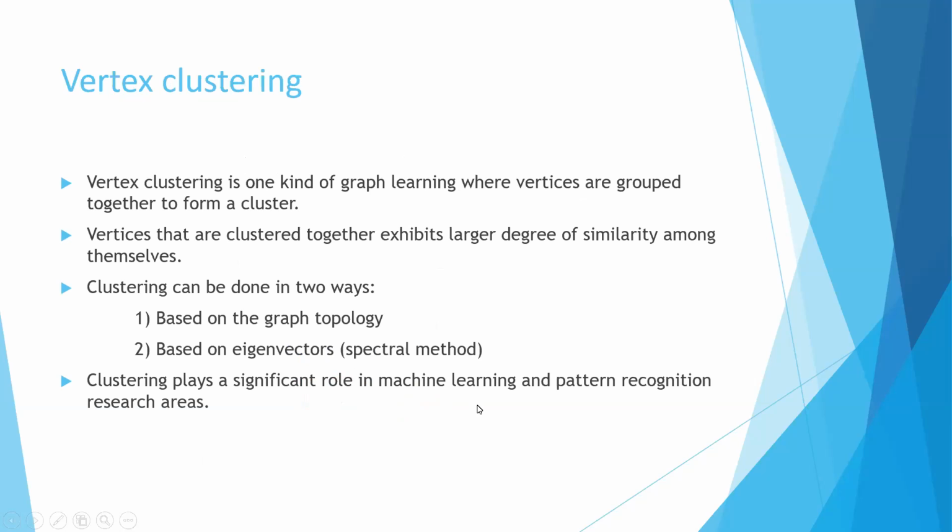Now, vertex clustering is one kind of graph learning where the vertices are grouped together to form a cluster. Vertices that are clustered together exhibit a large degree of similarity among themselves. There are several methods to do the clustering. It can be done based on graph topology, and also it can be done based on eigenvectors, which is called the spectral method of graph clustering. Clustering plays an important role in machine learning and pattern recognition research areas.